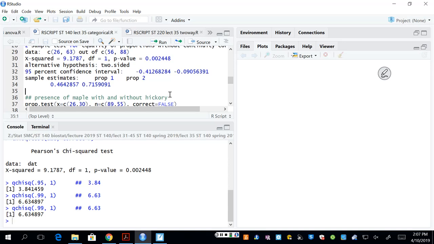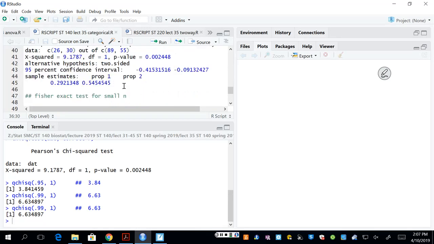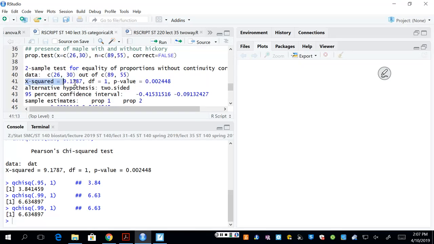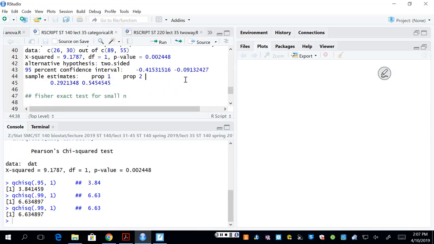Or you could look at it the other way. You could look at maple with or without hickory and look at the other direction. You get different confidence intervals and things, but in terms of testing, you get exactly the same chi-squared value. It depends on how you're stating the question. Now these are not so small sample sizes, so I think this would be perfectly fine. You could put in that continuity correction, and some people would say that would improve the accuracy of the p-value a little bit. It's not going to change overly much in this case.